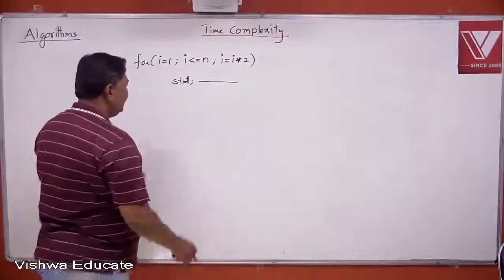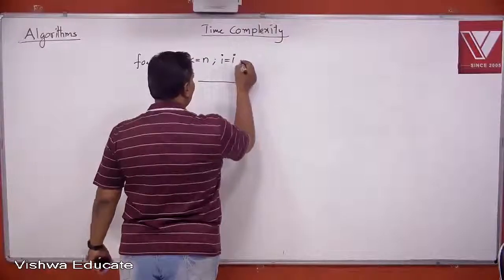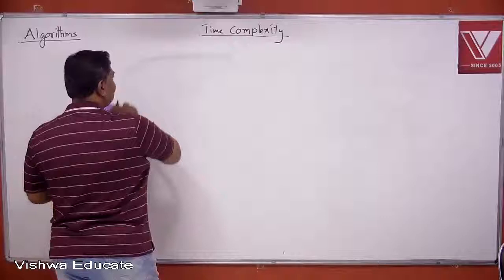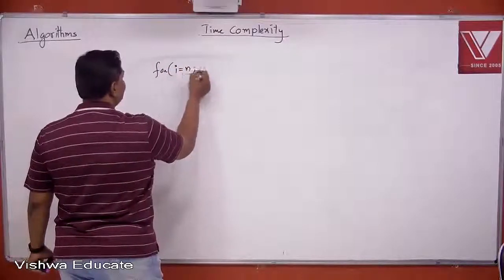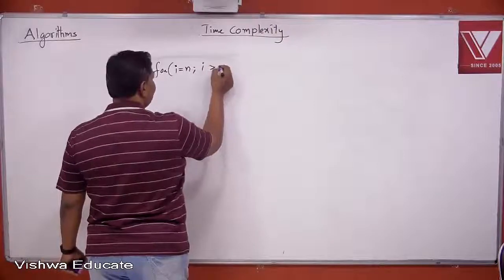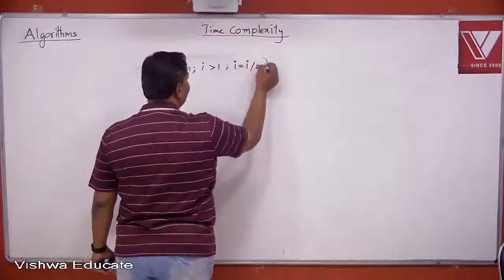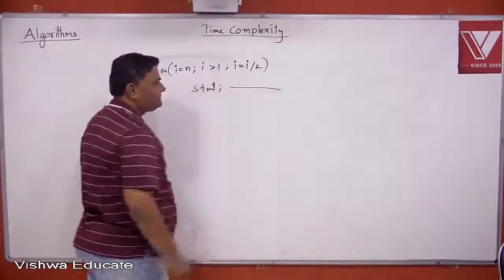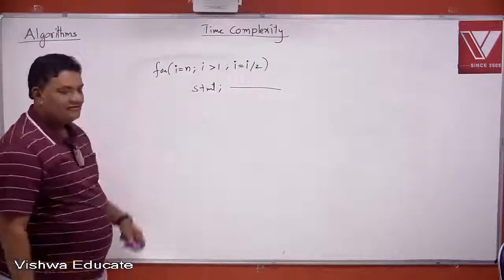Now, next. Okay, I'll change this, sorry. I'll rewrite the whole thing. For I assign n, I greater than 1, I assign I divided by 2, and some statement. Now how many times? Find out this one.